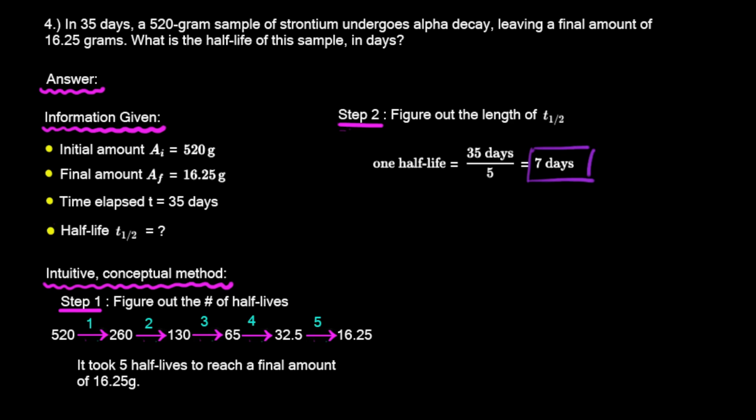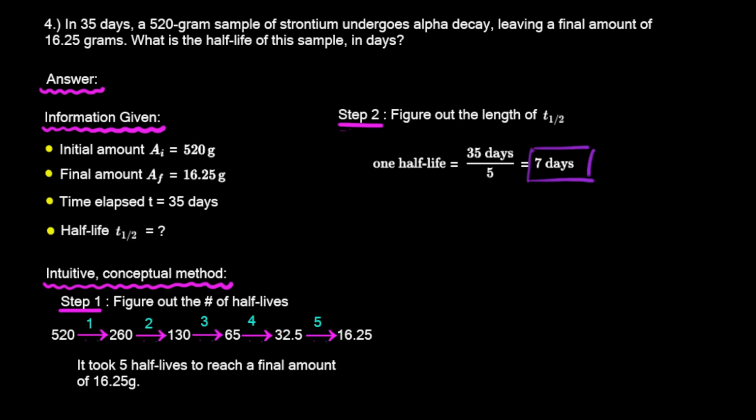In the fourth half-life, 65 is divided by 2 to give us 32.5 grams. And finally, in the fifth half-life, 32.5 is divided by 2 to give 16.25 grams. So as you can see, it takes 5 half-lives for the strontium to decay to a final amount of 16.25 grams. In step number 2, we need to determine the length or duration of one half-life.